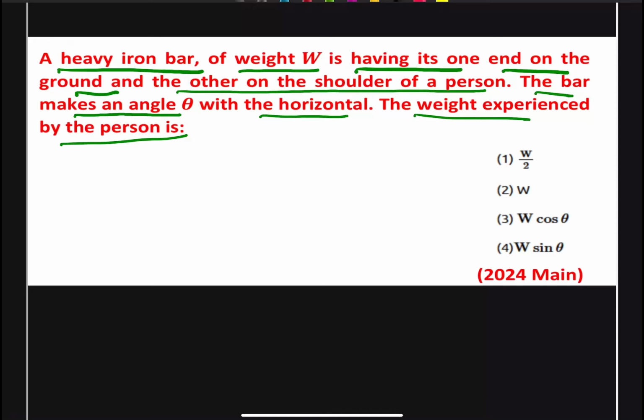we are given a bar which is making an angle of theta with the horizontal. Suppose this is the angle theta, and this is the shoulder of the person. There will be a weight in the downward direction, that will be mg, and here we are going to have a normal reaction. Let us call this N1, and here let us call this N2.